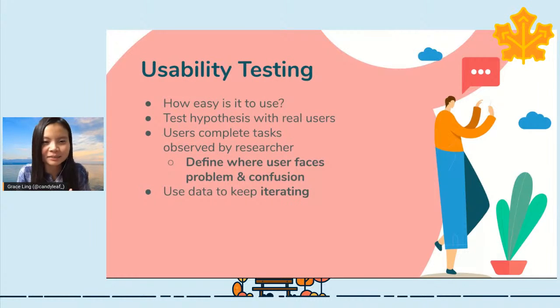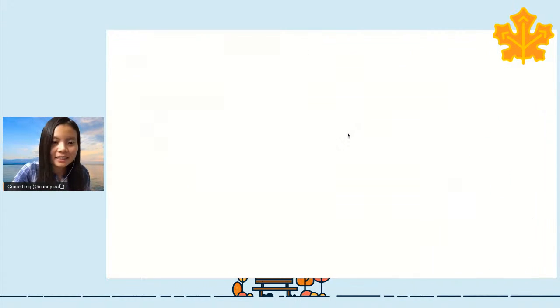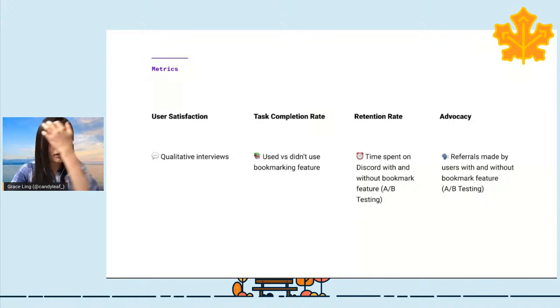Basically, usability testing is one of the testing methods. It's testing how easy it is to use and testing it on real users. It really helps define what the user faces and the problems, and driving data, keep iterating upon that as well, and keep improving your product based on how users react to it. And yeah, this is going into metrics again. You definitely want to collect these metrics as you are testing it out.